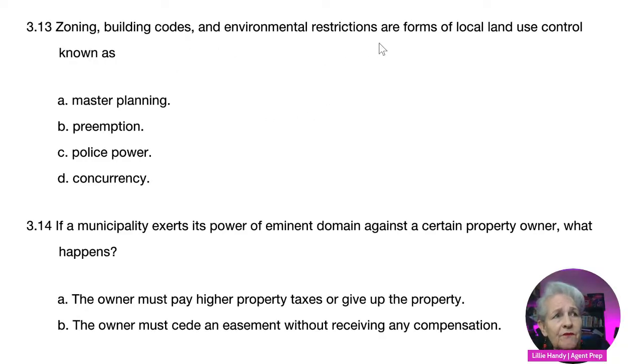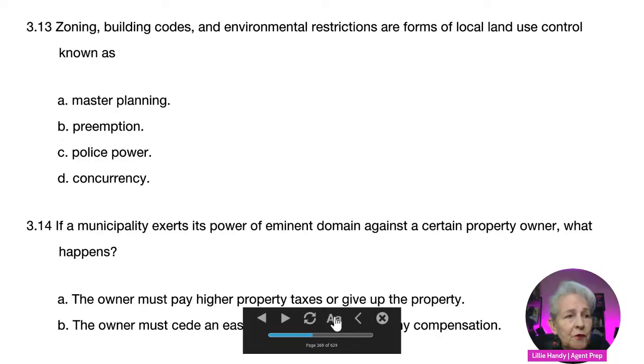Zoning, building codes, and environmental restrictions are forms of local land use control known as A, master planning, B, preemption, C, police power, or D, concurrency. And yes, you are correct, MJ Smith. It is police power. 313 is C, police power. So zoning, building codes, and environmental restrictions fall under police power. Very good. Thank you for participating.